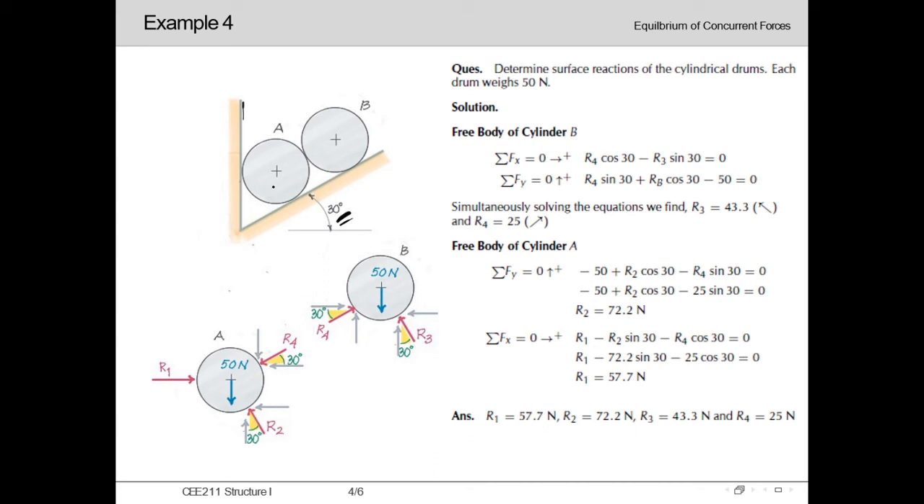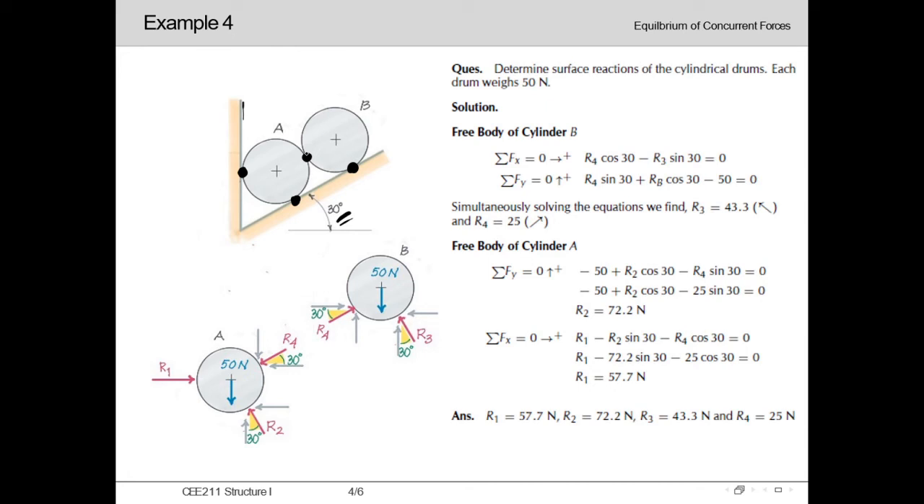So where there is a contact surface, there will be a reaction according to our free body diagram principle. So as here is a contact surface, here is a contact surface, here is a contact surface, and here is also a contact surface, there will be four reactions, r1, r2, r3 and r4.